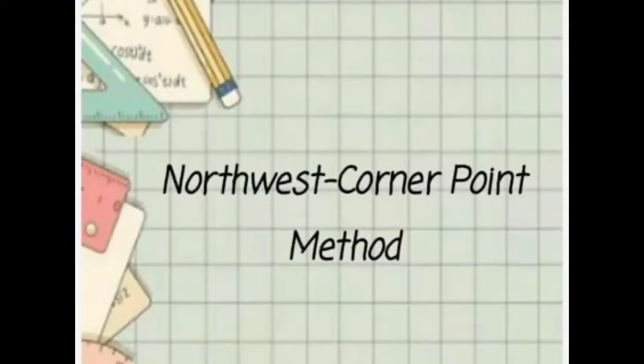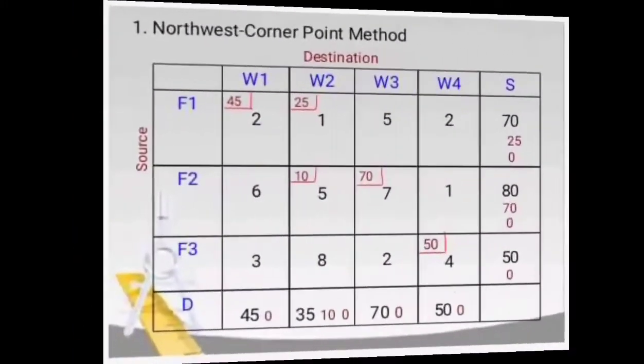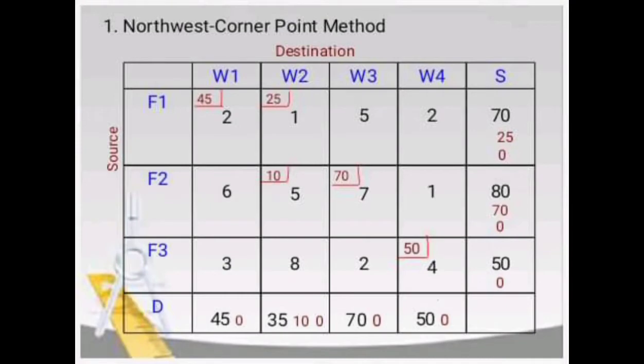Now, first is the northwest corner point method. We have here the table. As we can see, I have allocated the following numbers. These are the allocated numbers. So I will explain how I came up with these allocated numbers. First, we will find where the northwest corner is. The northwest corner is the top left corner of the cost table. So this is the top left.